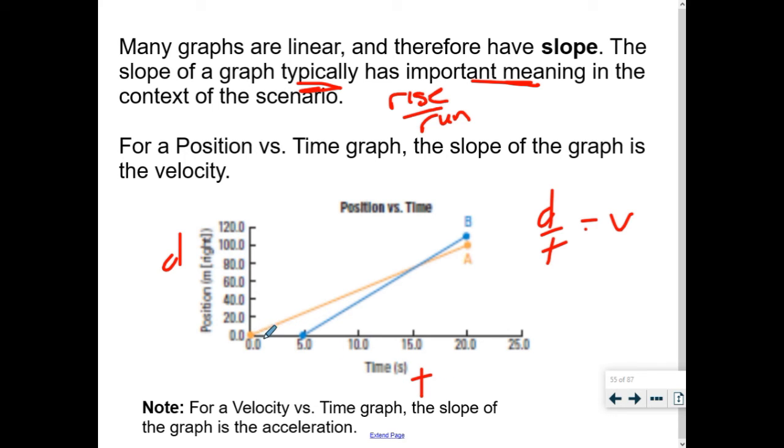The yellow car started right away. The blue car waited for 5 seconds, and then 5 seconds later hit the gap. The blue car caught up, and right here is where the red and blue cars meet.